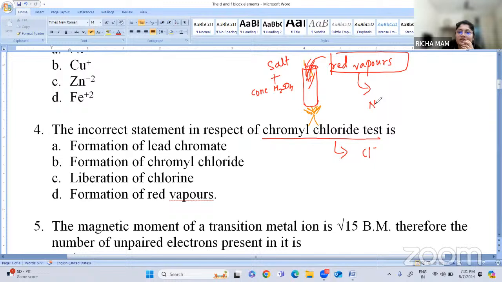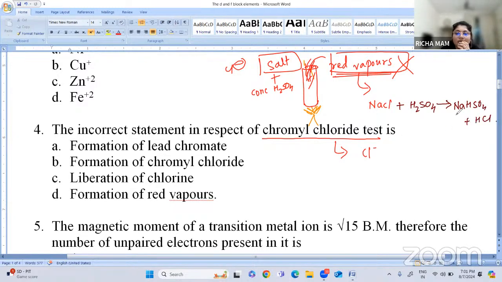So the test involves what? Suppose the given salt is NaCl. If the given salt consists of Cl minus, then only it will show orange-red vapors. If the salt does not consist of chloride ions, it will not show these vapors. For NaCl, I'm adding concentrated H2SO4. It will form NaHSO4 plus HCl.